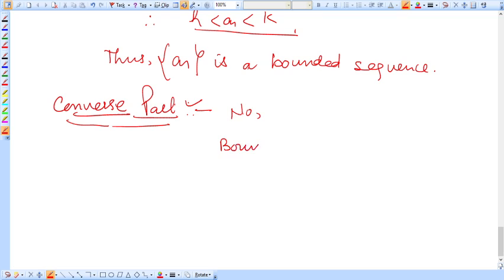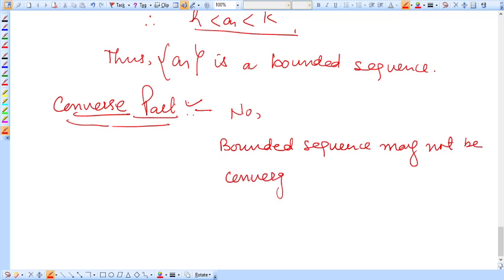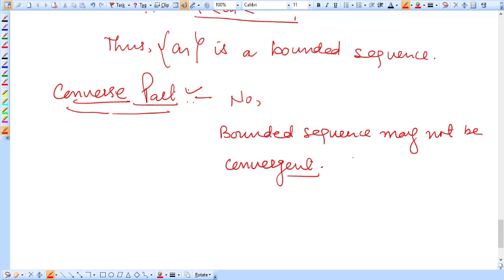A bounded sequence may not be convergent, right? Why can it not be? We are going to show this by an example.